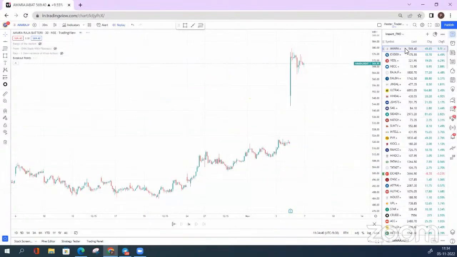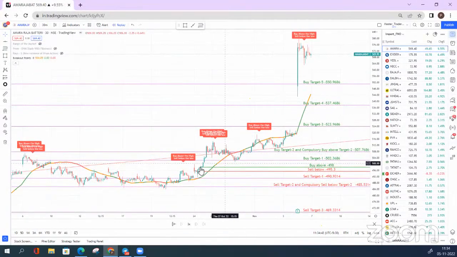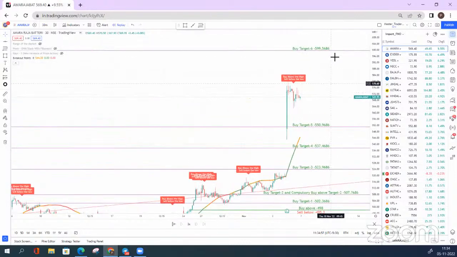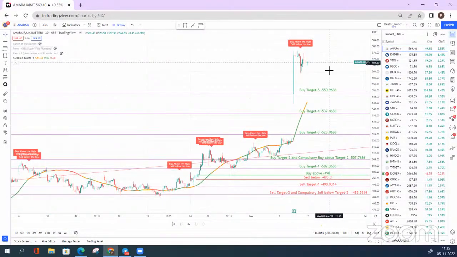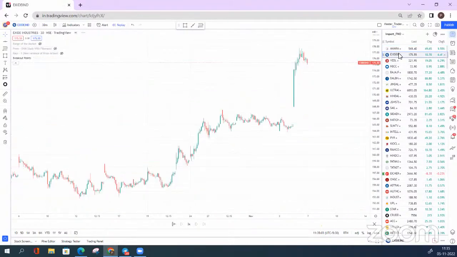Amara Raja Battery, it gave a buy around this area. 498 above, it's a buy. Whether the stop loss hit here: 498 was a buy, and 495 was a stop loss. 3 rupees was the stop loss. What is the target? Target is 599. Are you getting the target? Okay, leave it.